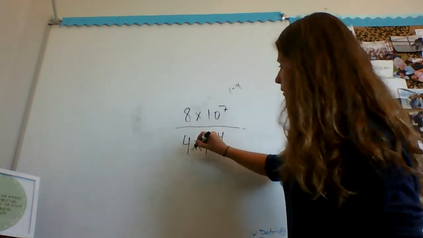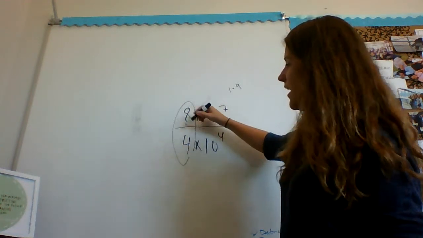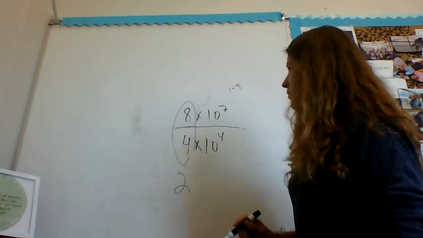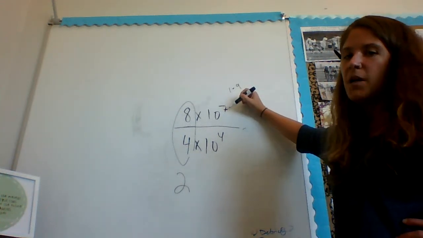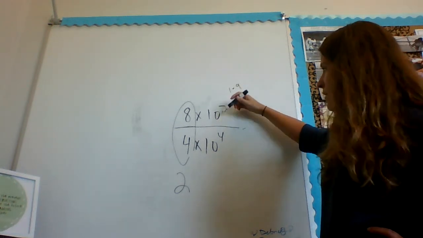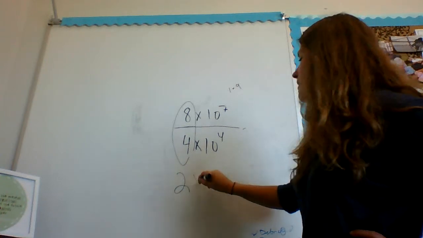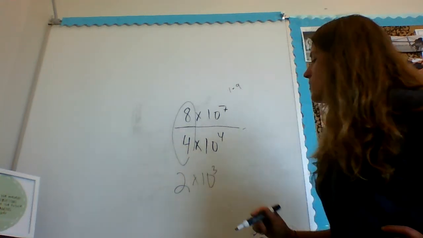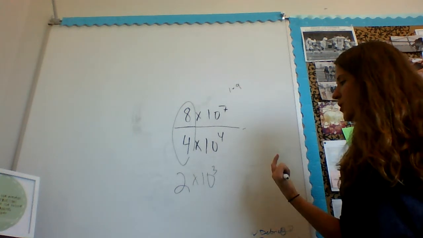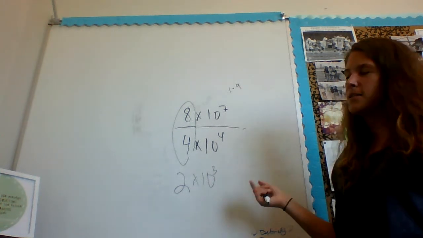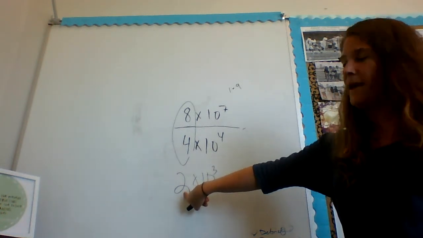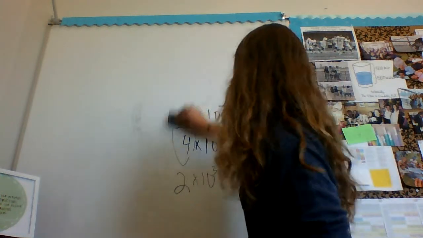Well, let's start with our whole numbers. 8 divided by, because this line means divide, 8 divided by 4 is 2. And now if I'm dividing my exponents and the bases are the same, I end up subtracting my exponents. So 7 minus 4 is 3. So this is 2 times 10 to the 3rd times bigger. I always want to do one last check to make sure that my scientific notation is correct. This is correct because my first number falls in between 1 and 9. Let's try one more.